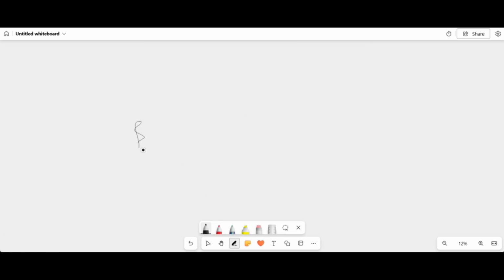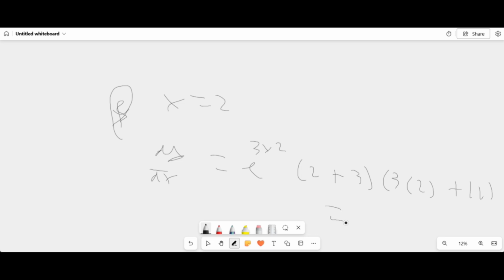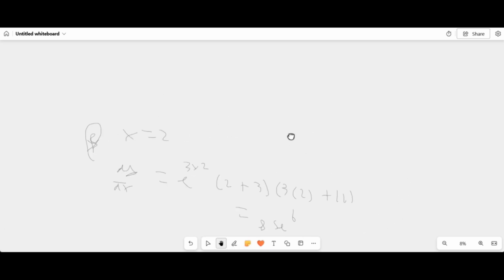Question B is saying, what do you get when x is equal to 2? So x is equal to 2, that means dy over dx, you just substitute 2 into the answer we just created. So that's going to be 3 times 2, open bracket, 2 plus 3, open bracket, 3 times 2 plus 11. And all of that is going to become 85e to the power of 6 if you put that in your calculator. Question 9.